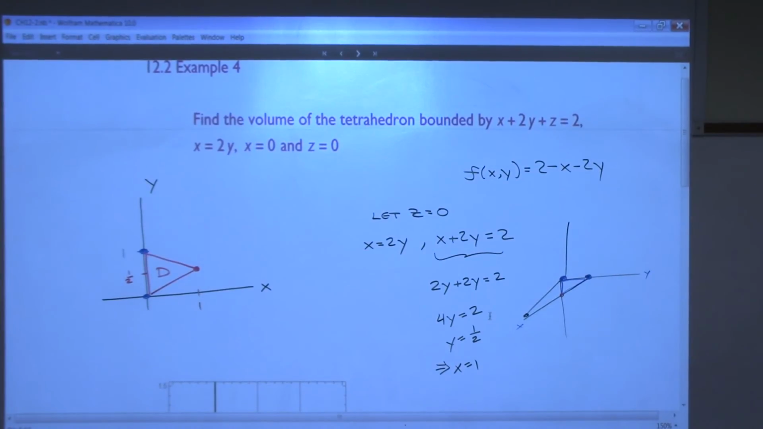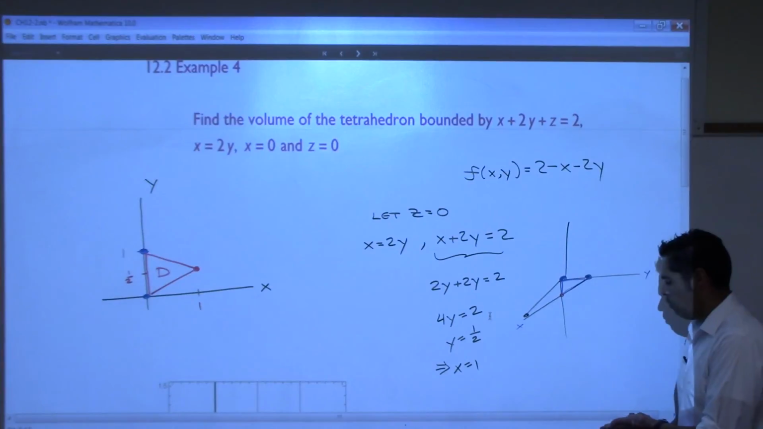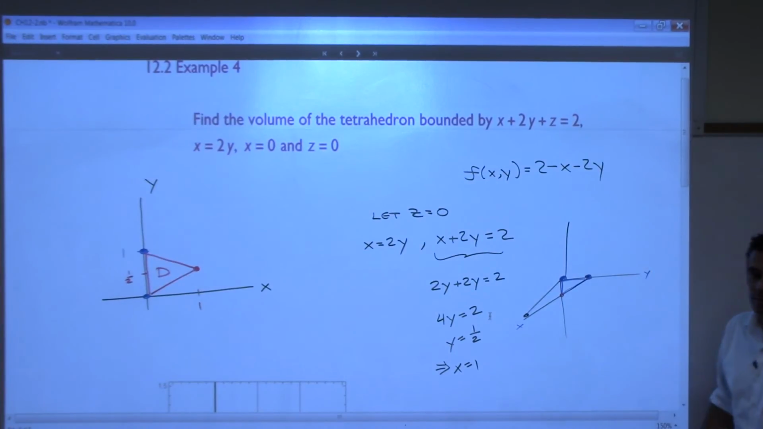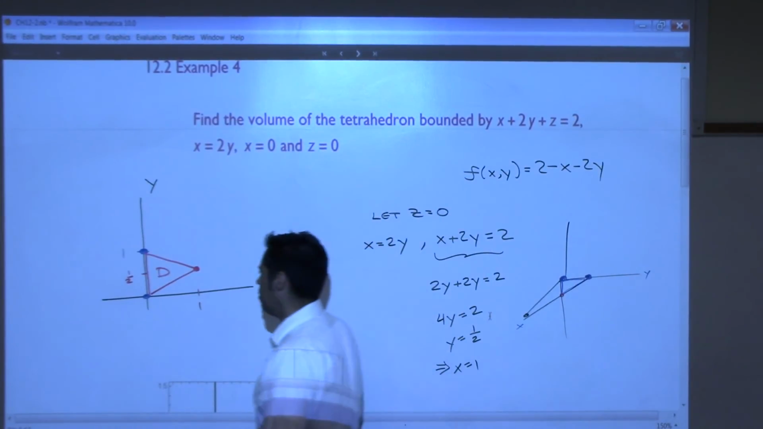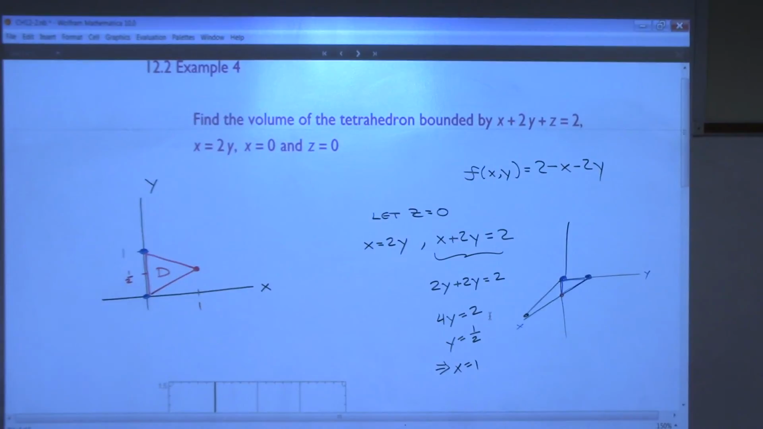Questions? What am I going to ask myself next? What kind of region is that, right? Do I want to treat that as a type 1 or a type 2? You could do either, but one of them's easier.